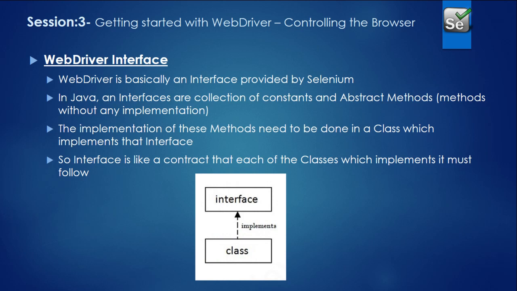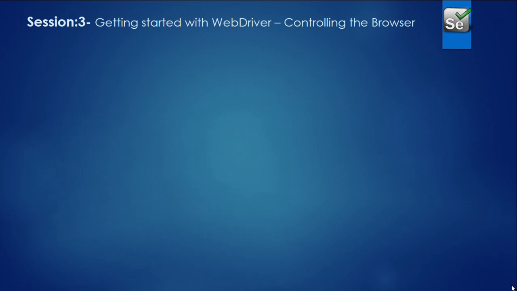The following image shows the relationship of an interface and a class. So a class basically implements an interface. As I have mentioned previously, WebDriver is basically an interface. It does not contain the implementation details of the methods contained within it.